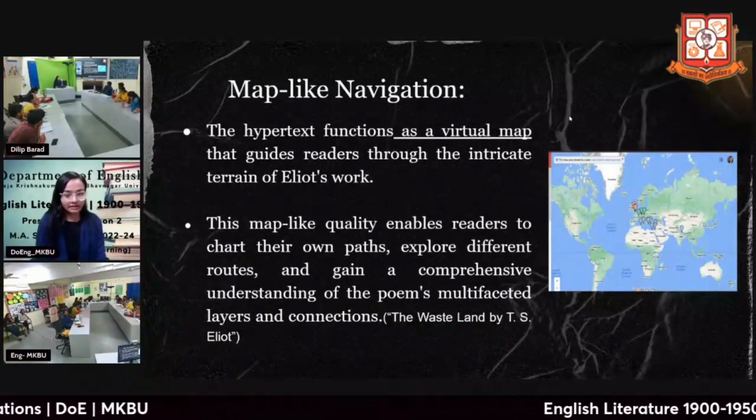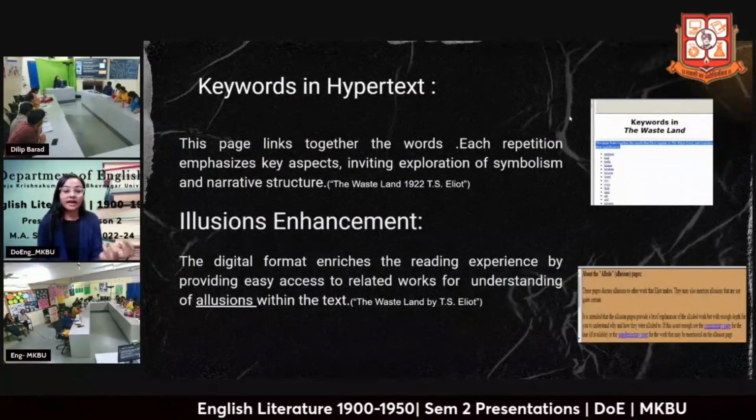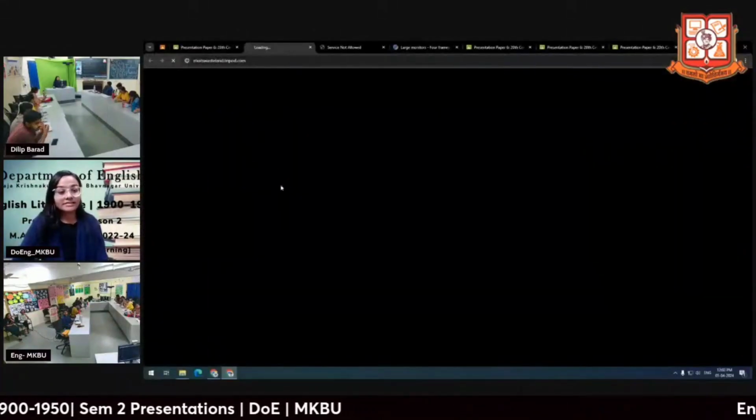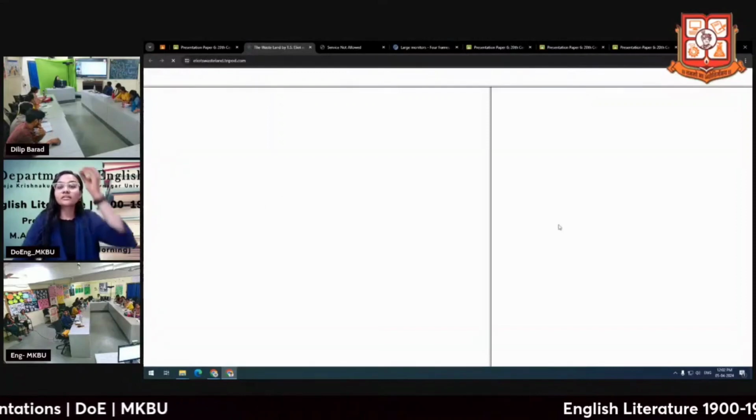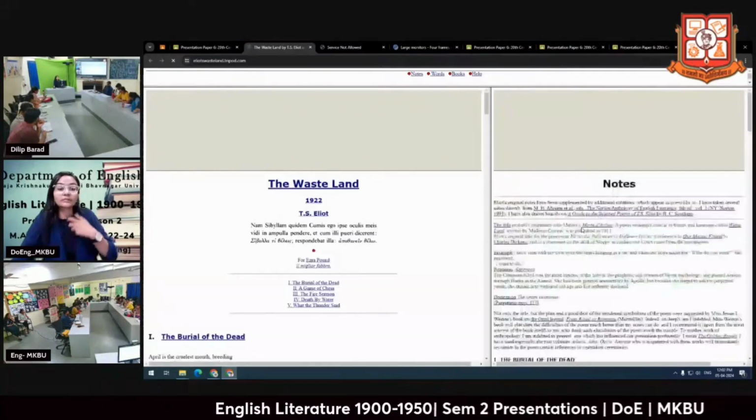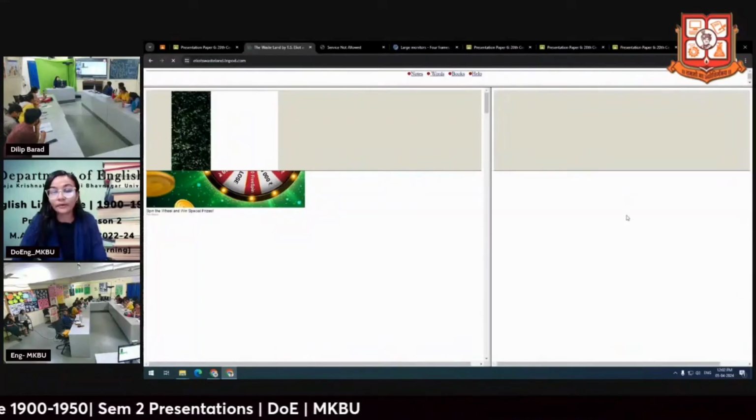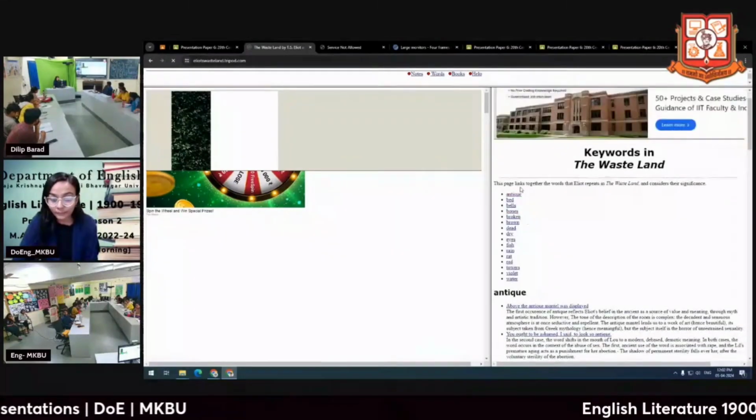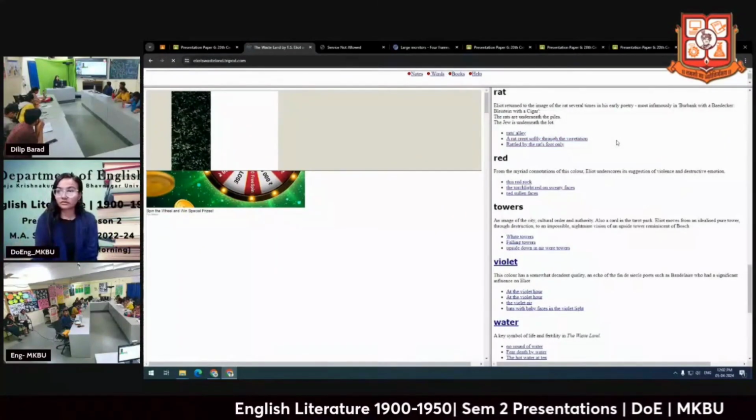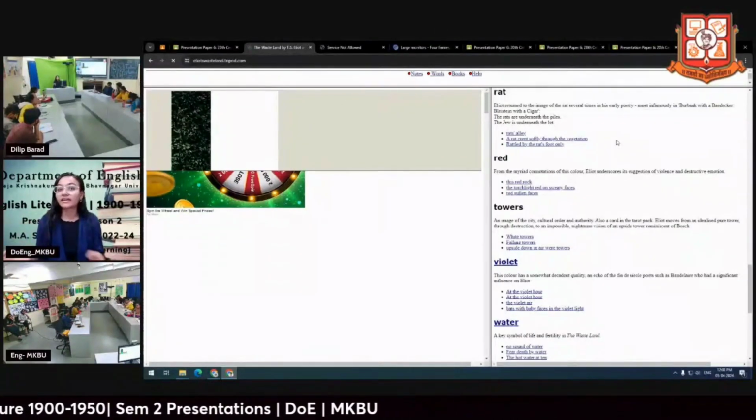Another advantage is the keywords in hypertext, which signify symbols and narrative structure. All these keywords are made accessible for readers, so by the keywords readers get the main significance and the main symbolism. By these words, you get the essence of the words. For example, if you go for the word red, then you get the references for it, like 'a red alley, a red creeps softly through the vegetation.' Whatever the lines are, they are also put here.